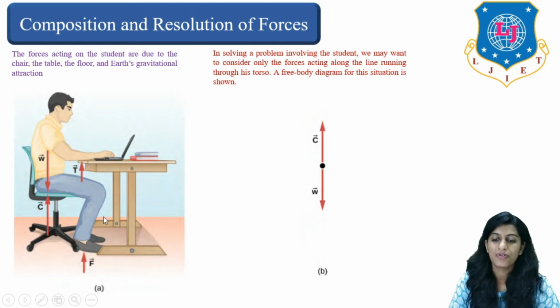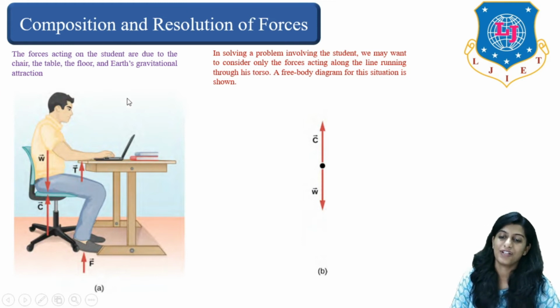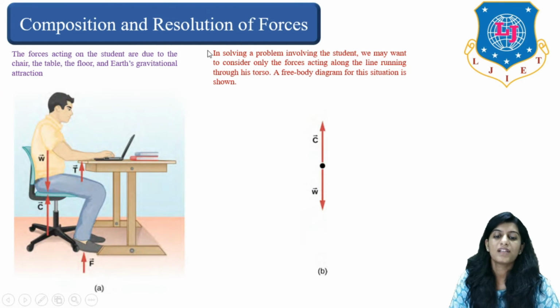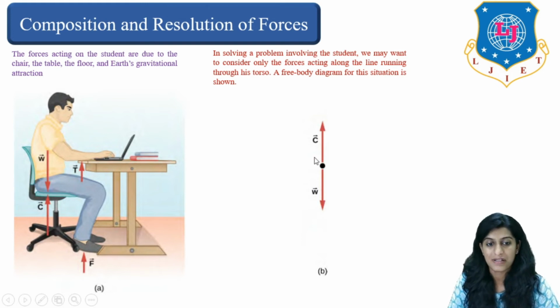So these are the three forces which are applied on this person, and Earth's gravitational force of attraction will work downward. Clear? So Earth attraction will be working downward, that is, gravitational force will work downward. Now in solving a problem involving the student, we may want to consider only forces acting on the line, right? So we should consider these two forces, one applied by the chair, another applied due to the gravitational attraction, right? So this is the free body diagram of this person.